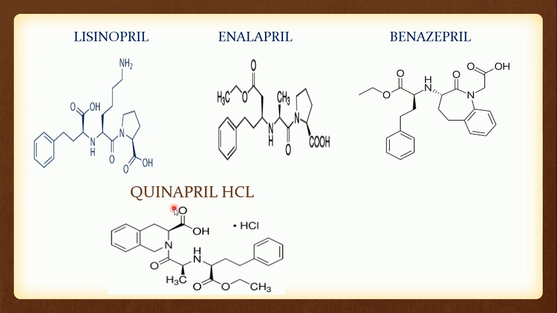Next structure is quinapril. Quina indicates an isoquinoline group is present in quinapril. This isoquinoline group contains a carboxylic acid group at the second position, and at the first position there is a carbonyl group, and this carbonyl group is attached to the ethyl amino group, and an ethyl amino group and one propyl group are present. To the first carbon of the propyl group there is an ethyl ester, and this propyl group is also attached to the phenyl ring. This quinapril will show good bioavailability and good absorption when it is linked with HCl.